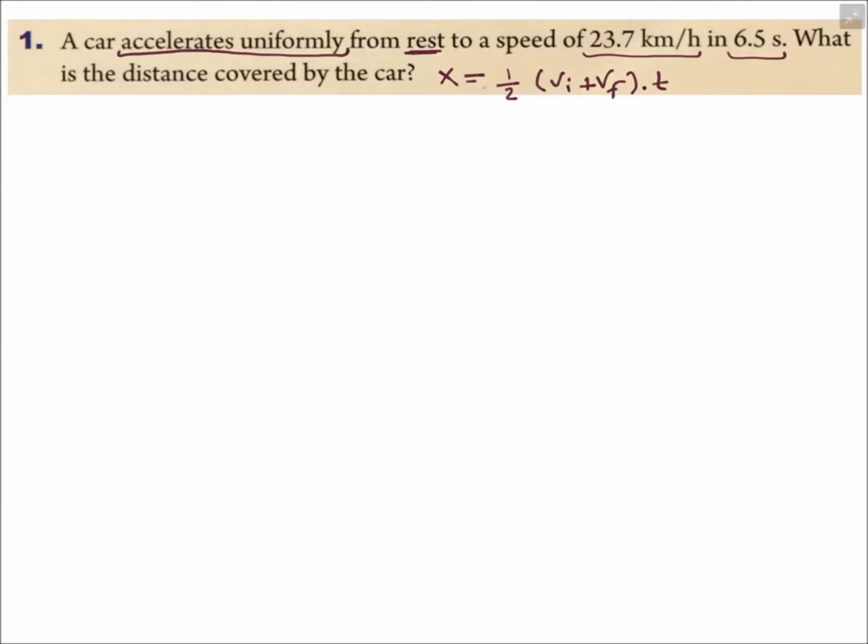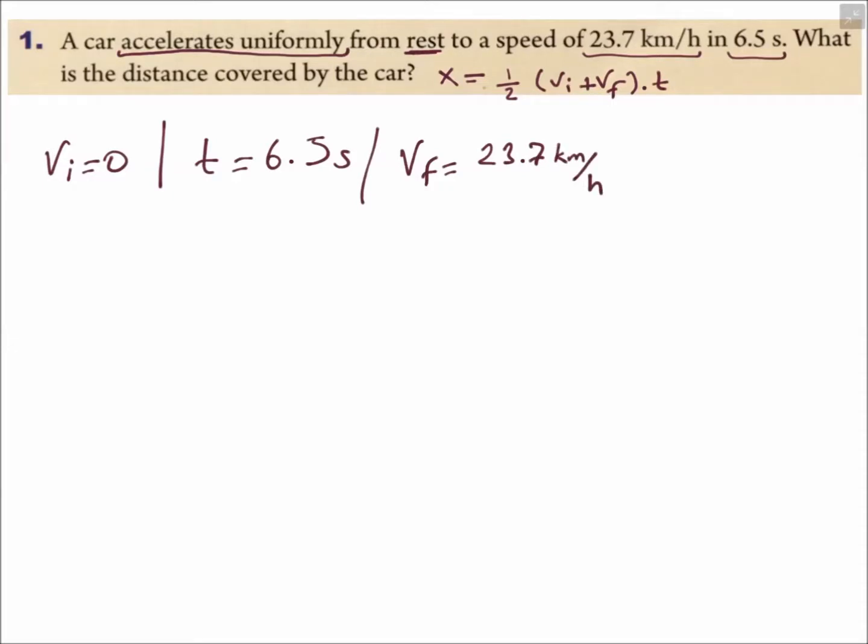And I will write the givens. What is the initial velocity? Initial velocity is 0 because it says from rest. Okay. And the time is given, 6.5 seconds. Then final velocity, v final, equals 23.7 kilometers per hour, it's given in kilometers per hour. I have to convert it into meters per second because the unit of the time is seconds.